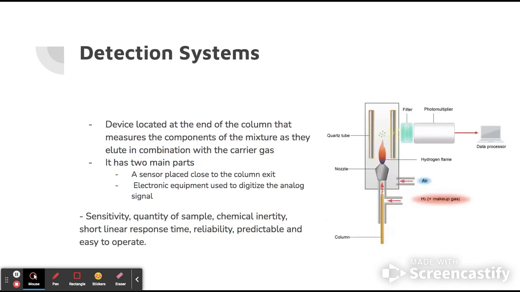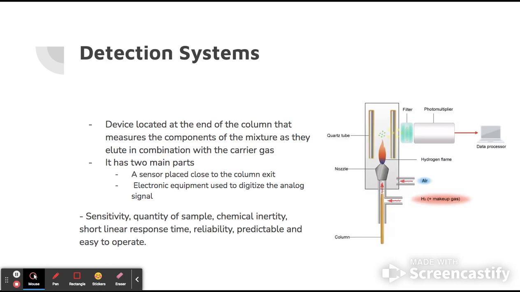Lastly is the detection system. The detector is the device located at the end of the column which provides a quantitative measurement of the components of the mixture as they elute in combination with the carrier gas. Detection properties fall into two categories: bulk properties and specific properties. Bulk properties, which are also known as general properties, are properties that both the carrier gas and analyte possess, but to different degrees. Specific properties, such as detectors that measure hydrogen or phosphorus content, have limited application but compensate with increased sensitivity.